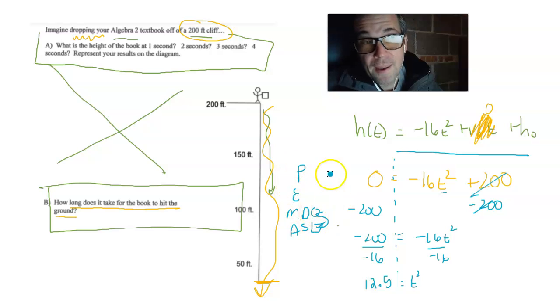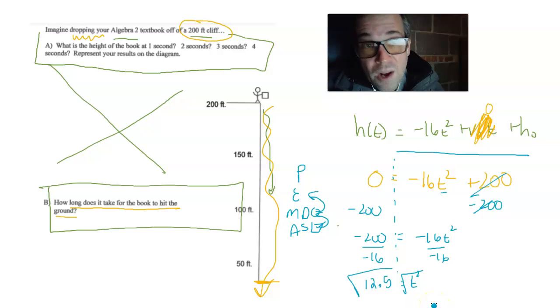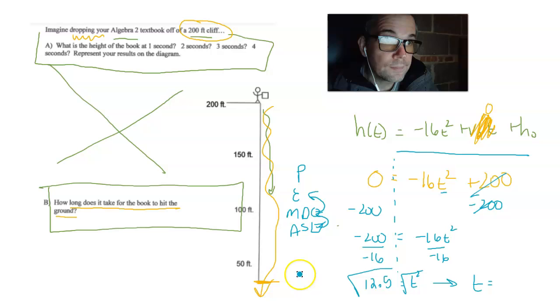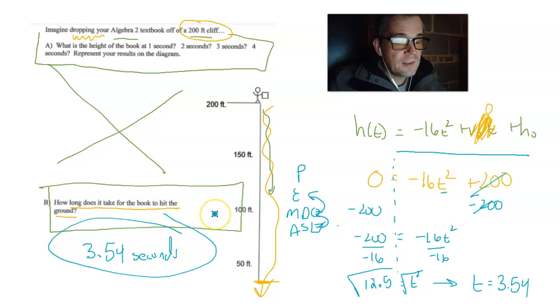I'm still focusing on PEMDAS over here. I'm going to go up the ladder. I can see it's t squared, so there's an exponent to get rid of. I'll square root both sides. Because it's a real world problem, I'm not going to bother with that plus or minus business. I'm just going to square root 12.5 in the calculator, and whatever decimal I get is the one I'll use. After doing that quick calculation, I think 3.54 is my final answer. So how long does it take the book to hit the ground? 3.54 seconds.